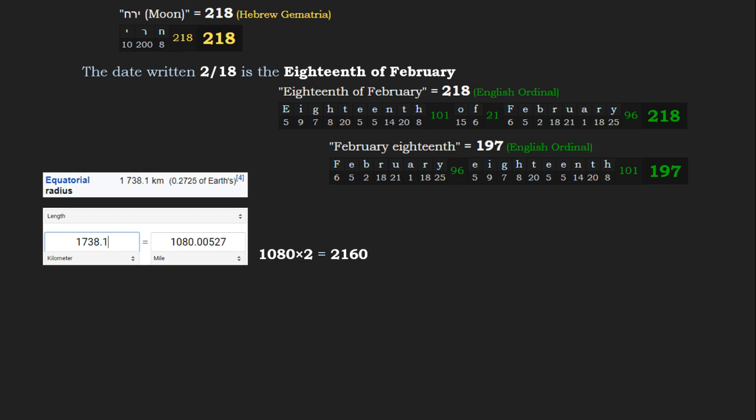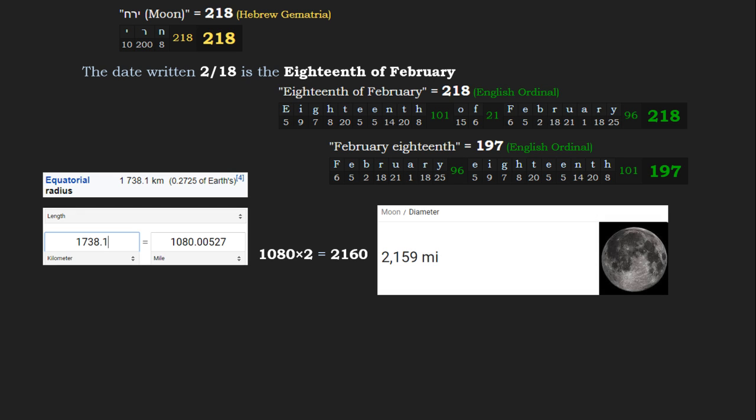This means that the total diameter of the moon at the equator is just about exactly 2,160 miles. This differs slightly than the value you get when you simply look up the diameter of the moon. It'll actually tell you it's 2159. But a close deep dive into the numbers will reveal almost exactly 2,160 at the equator.